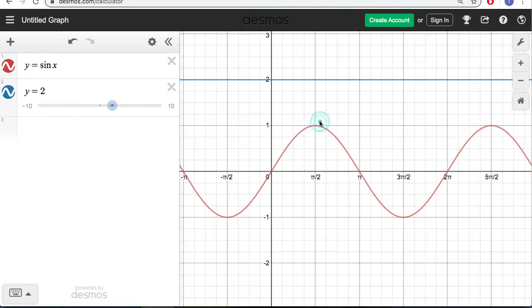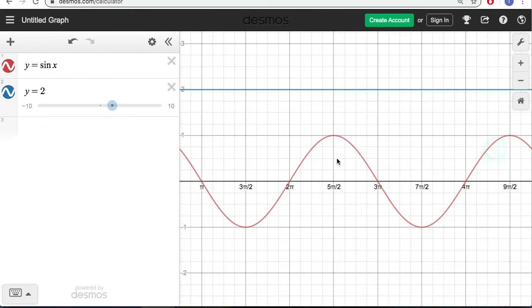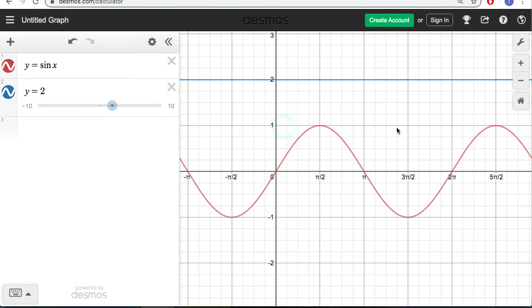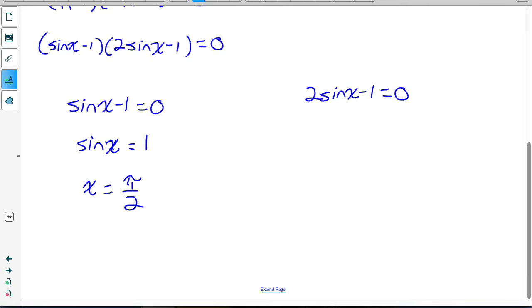So notice in Desmos, when is the sine function equal to 1? Well, right here at pi over 2. I mean, again at 5 pi over 2, but that's past 2 pi, so we don't want that answer. Right? It's equal to 1 an infinite number of times, but we want the only answers that are between 0 and 2 pi. So within that first cycle, the only answer is right there at an x value of pi over 2. Now let's solve the second factor being equal to 0.